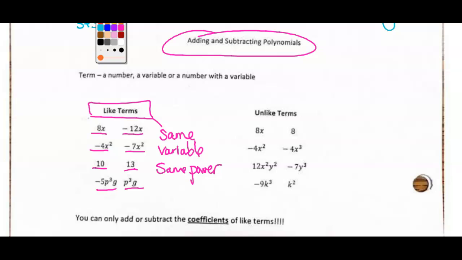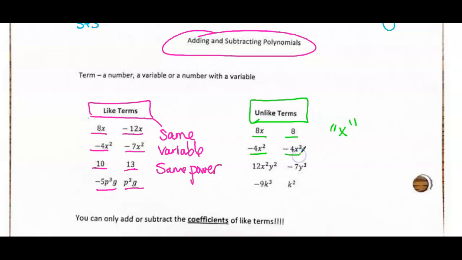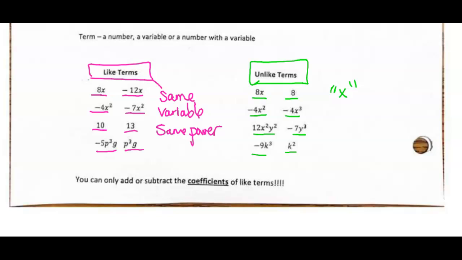On the right, I have unlike terms. The first set are unlike terms because they both don't have an x. I'm not going to write things for all these, but just look. The second set, the powers are different. X squared, x cubed. The last one has x squared, y squared, and this just has y to the third. Hopefully you know the difference between like and unlike terms. So it says here, you can only add or subtract, here's this word again, coefficients of like terms.